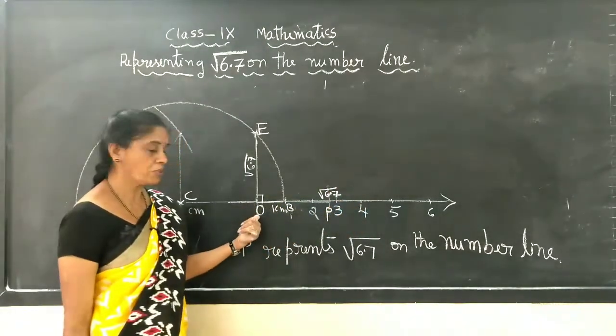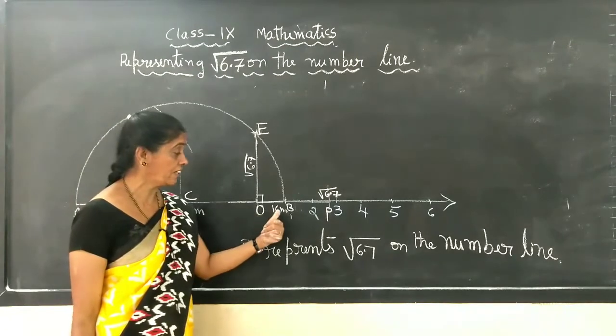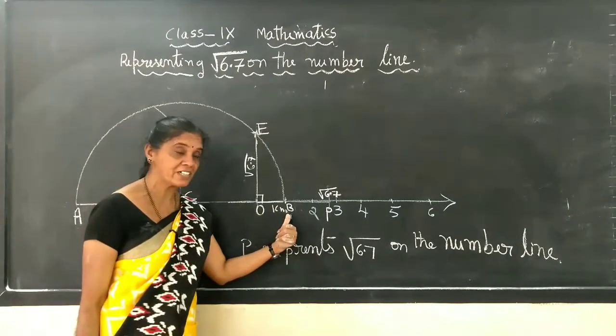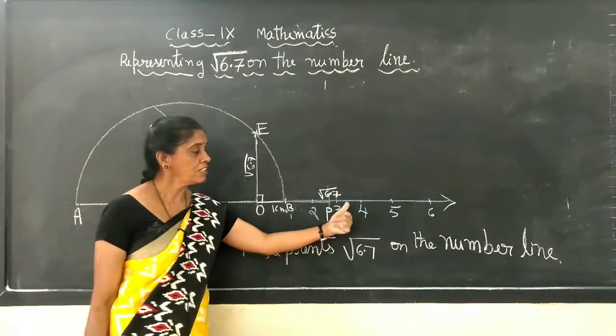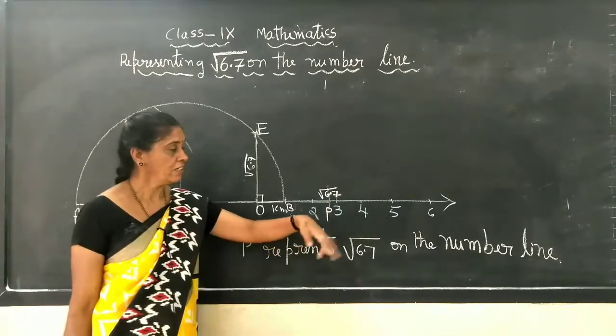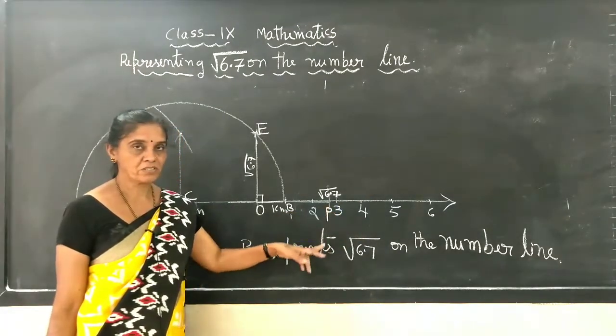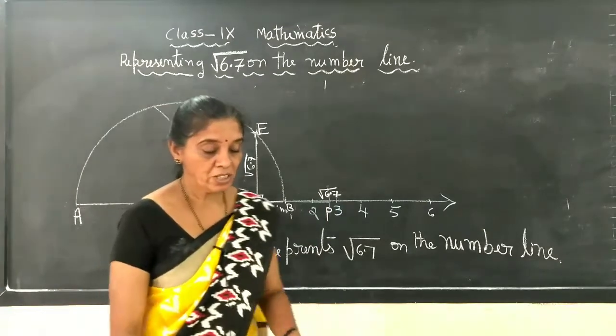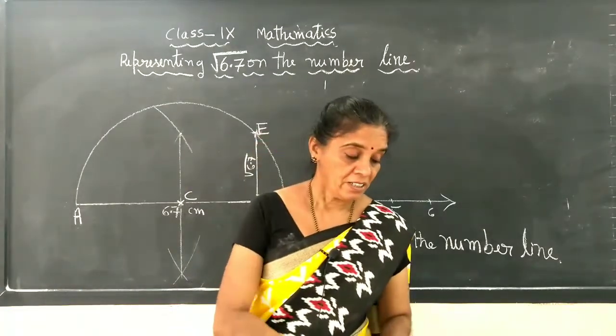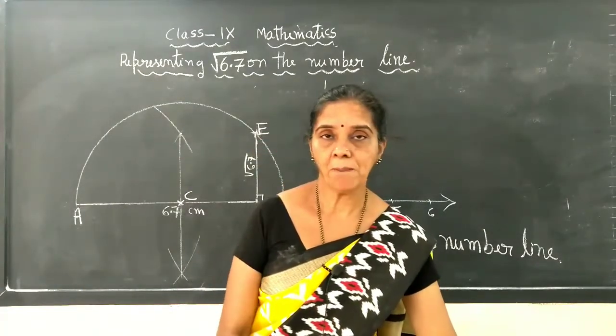So here since you wrote 0 here, then this one you have taken, so the next numbers are 2, 3, 4, etc. on the number line. So this is the exact position. I hope you understood how to represent any root number on the number line.